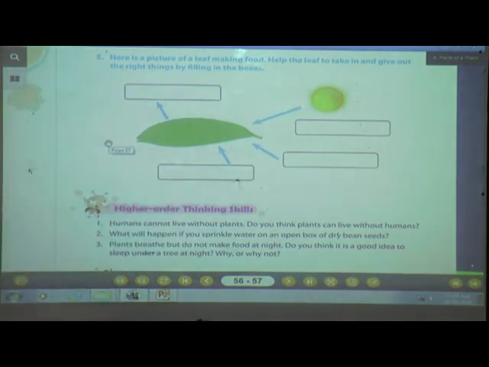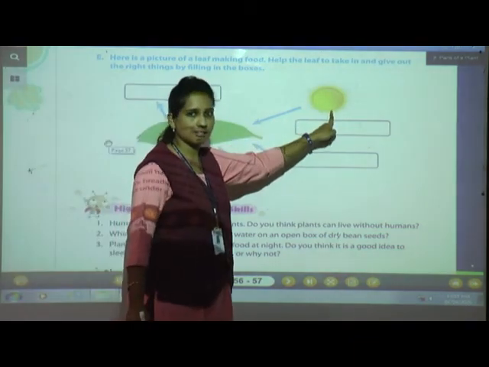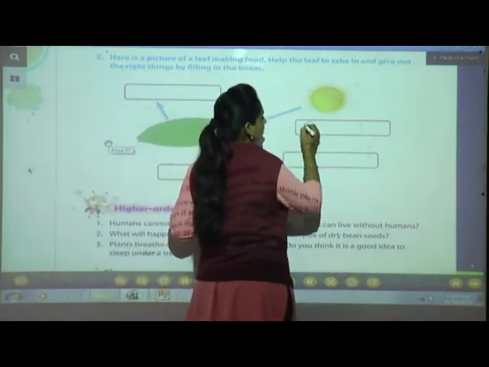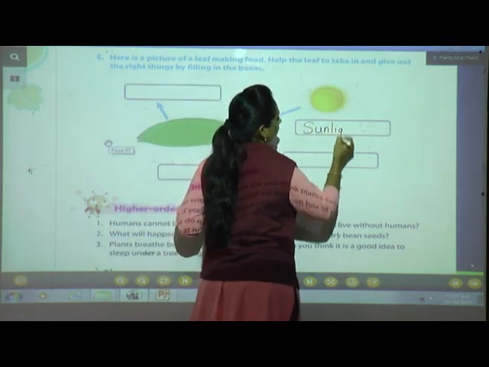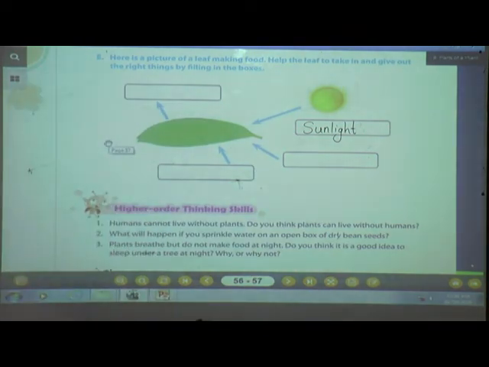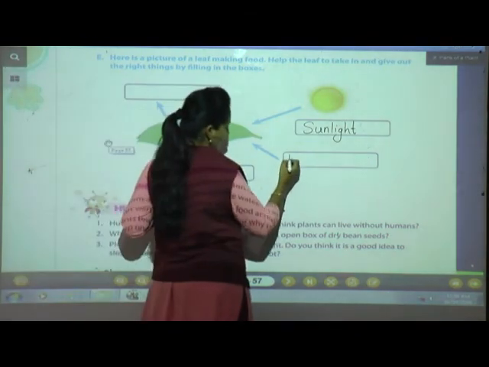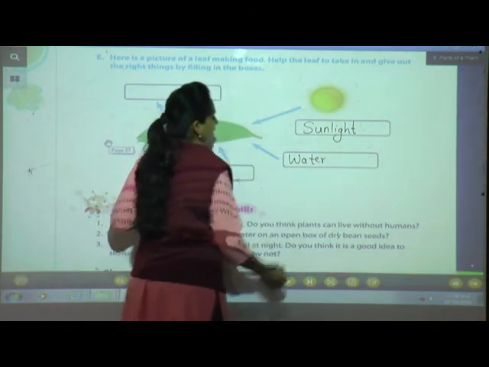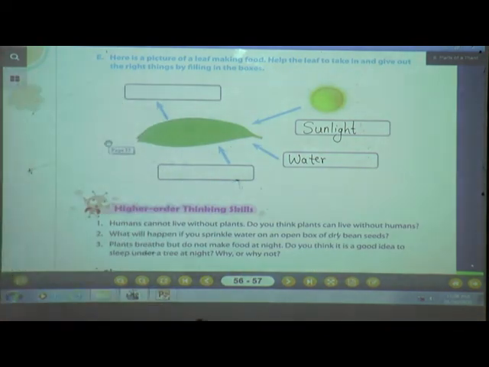Now tell me, by seeing the picture, what do you see here? Sun. So leaves take in, what will they take? Sunlight, isn't it? And the next, tell me again what? Yes, try to recall your memory. Come on, make it fast. Yes, very good. Water, isn't it? Water. And the third one is? Yes, carbon dioxide.